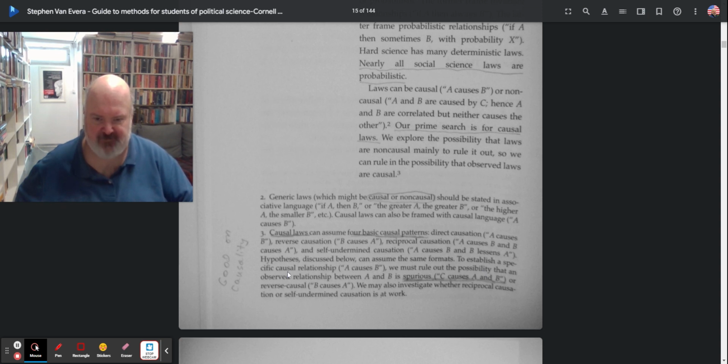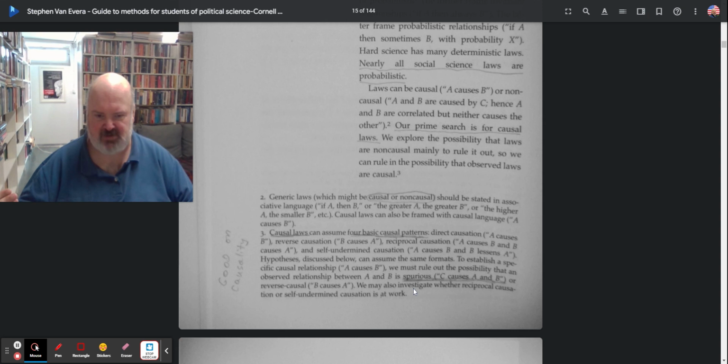To establish a specific causal relationship, A causes B, we must rule out the possibility that the reverse is causal. In other words, we must rule out the possibility that the observed relationship between A and B is spurious. In other words, maybe C causes A and B, something else causes A and B, right? Or a reverse causation, that B really causes A, not A causes B, okay?